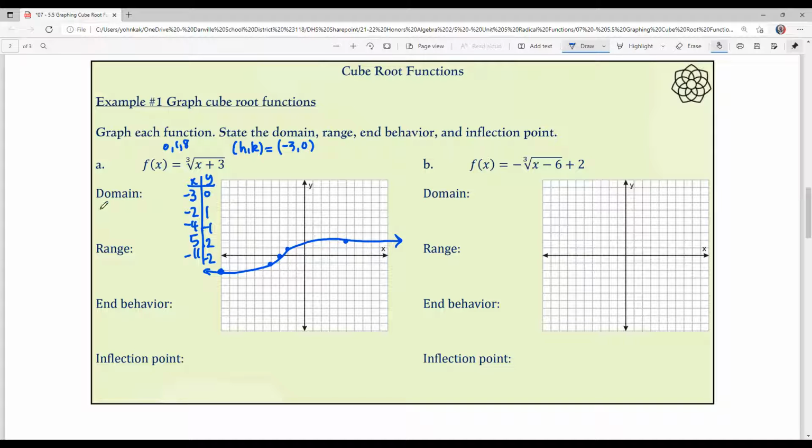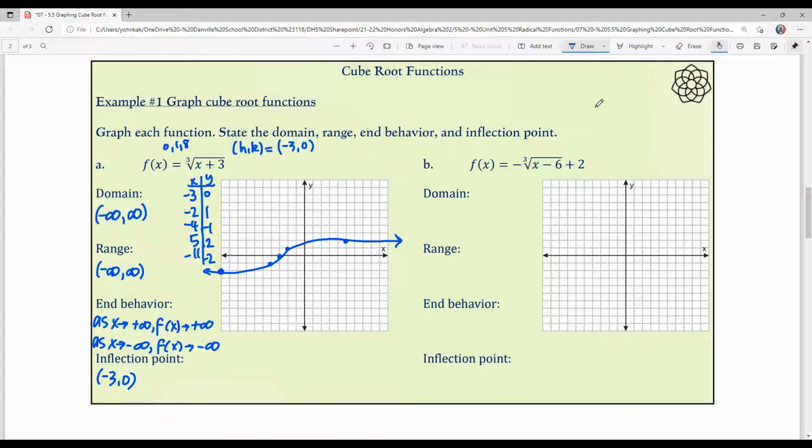Okay, my domain is all real numbers, so negative infinity to positive infinity. My range is all real numbers, so negative infinity to positive infinity. My end behavior as x approaches positive infinity, my f of x is getting larger, so it approaches positive infinity. As my x approaches negative infinity, my f of x is getting smaller, so it approaches negative infinity. My inflection point is my h and k, which is negative 3, 0.